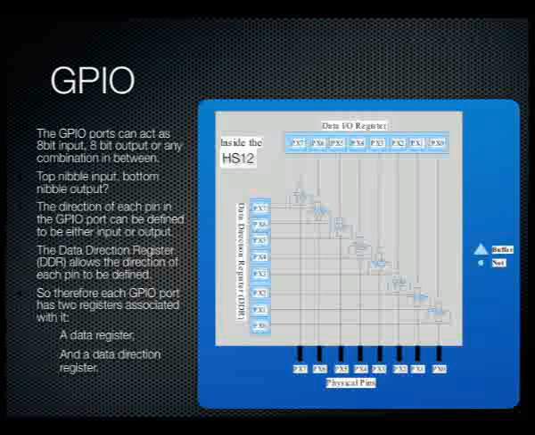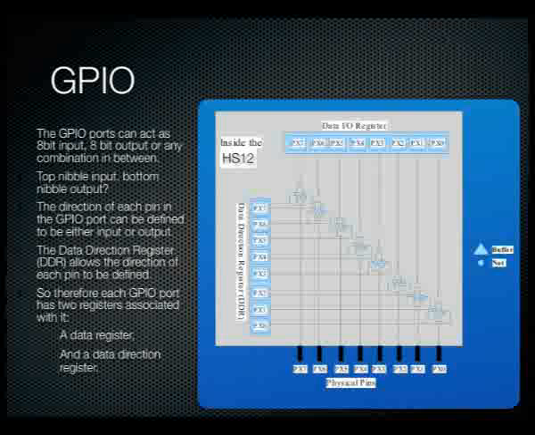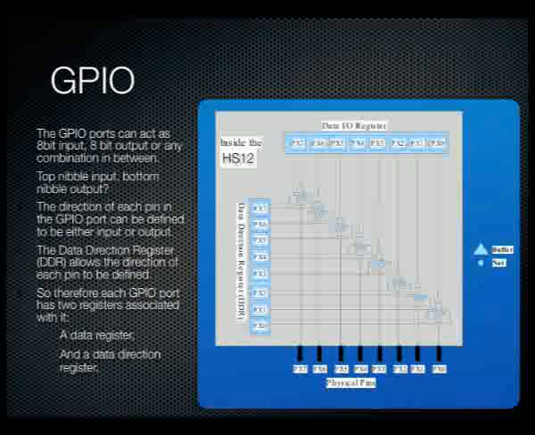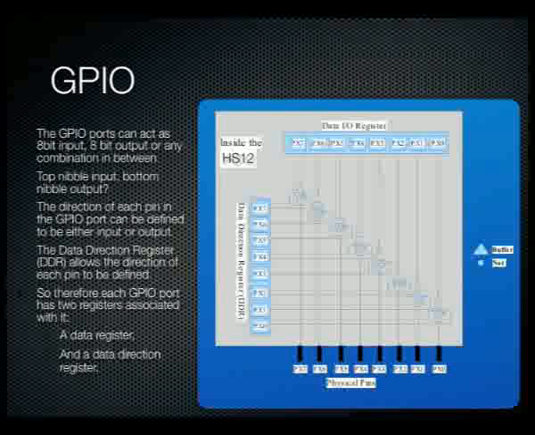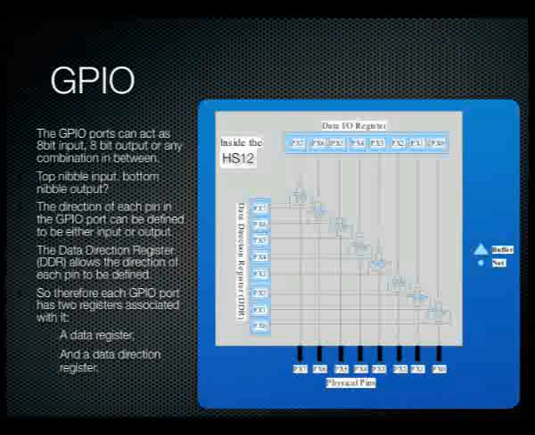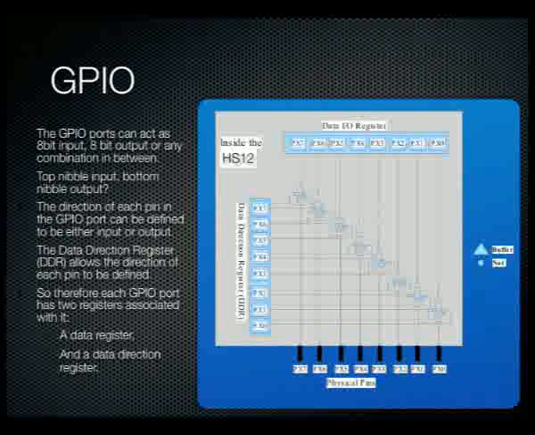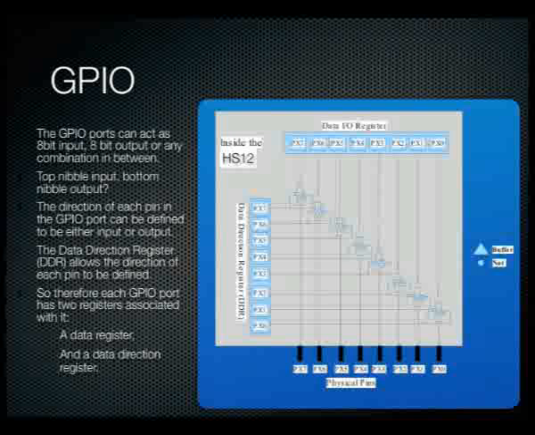The direction of each of these pins in the general purpose I/O port can be defined as either input or output, and we define whether they're input or output by using the data direction register. Every port has a data direction register, and using it we can define the direction of that particular pin.